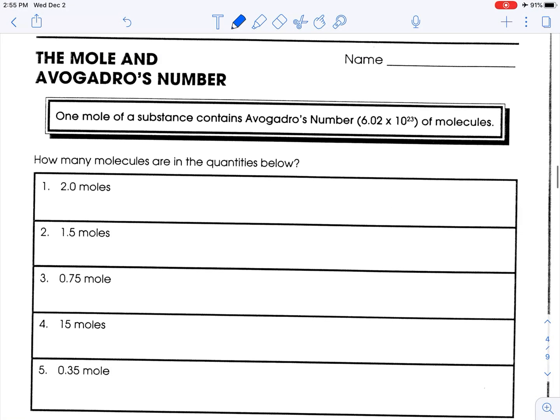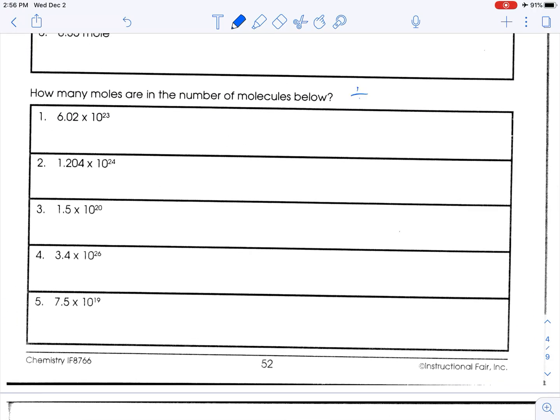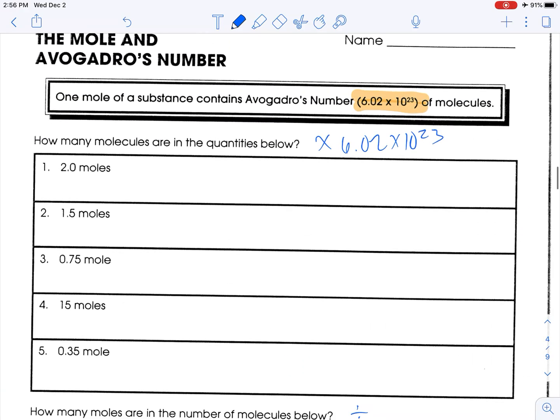Okay, we are talking about converting between moles and Avogadro's number, which is 6.02 times 10 to the 23rd molecules or particles, either one. To go from moles to molecules, we're going to multiply by the number. And to go from particles to moles, we're going to divide by the number. All right, so 2 times 6.02 times 10 to the 23rd. And that should definitely look like a superscript because it is.